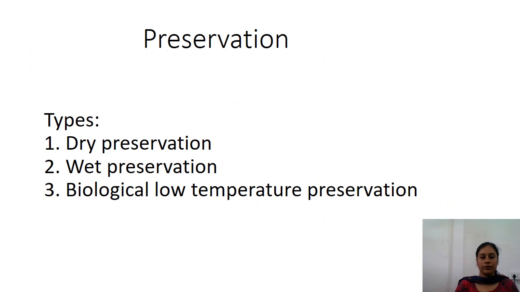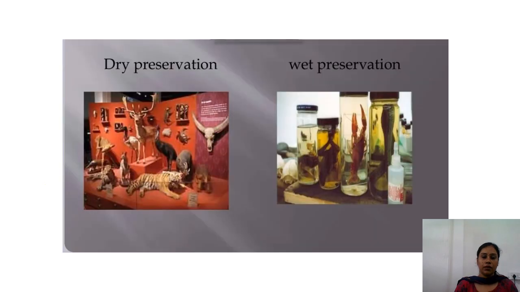After collection, we need to preserve those organisms. For preservation, we have 3 different kinds of preservation techniques. The first one is dry preservation, then wet preservation, and finally biological low temperature preservation. In the picture, you can see the dry preservation and wet preservation mechanisms.